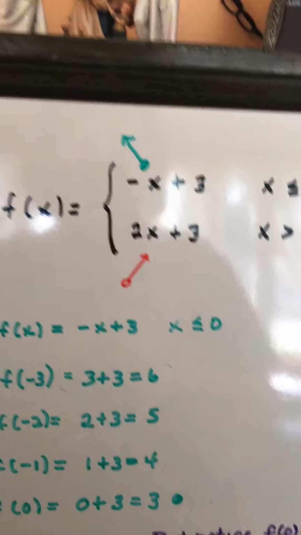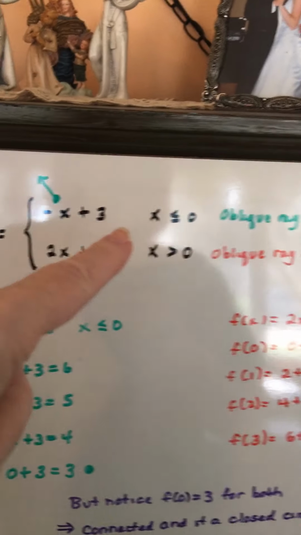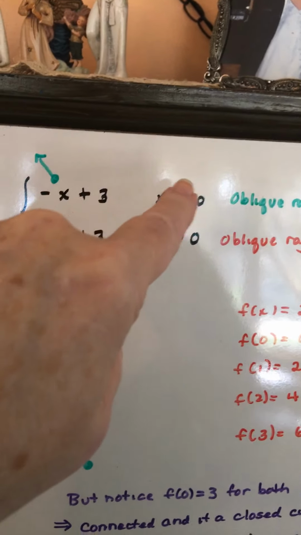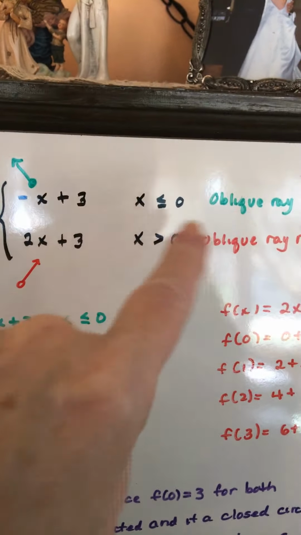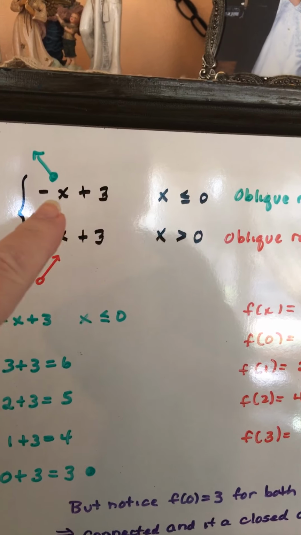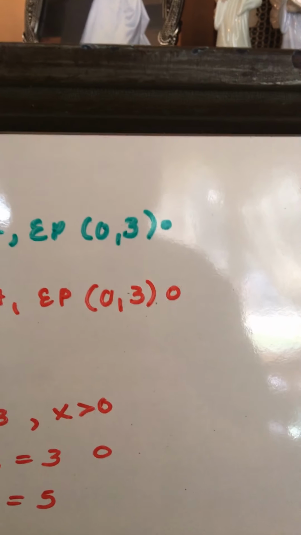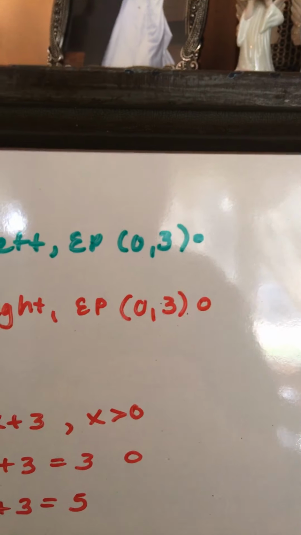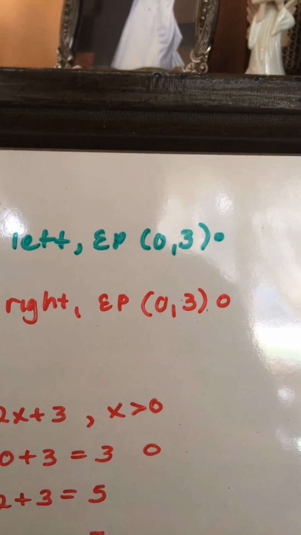So here's our function. Notice the top one is an oblique ray left. This symbol says go left. This symbol says go right. We discussed that in the very first video, the overview. When I insert 0, I get 3. When I insert 0 here, I get 3. Do you see you get the same value? This means that they're going to be connected, and the closed circle always wins out over the open circle.